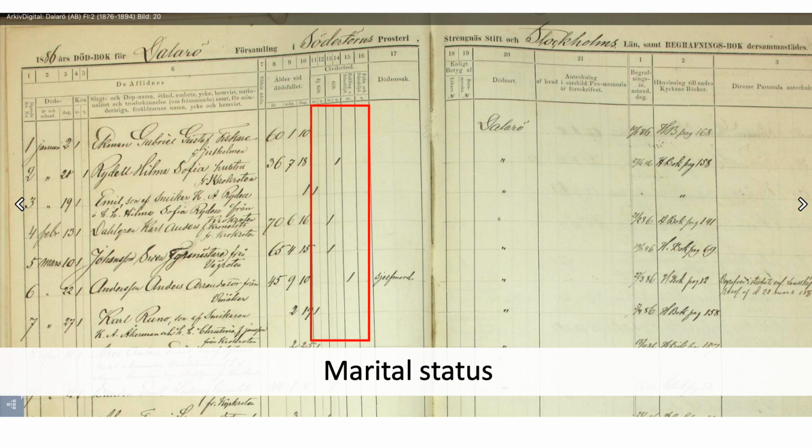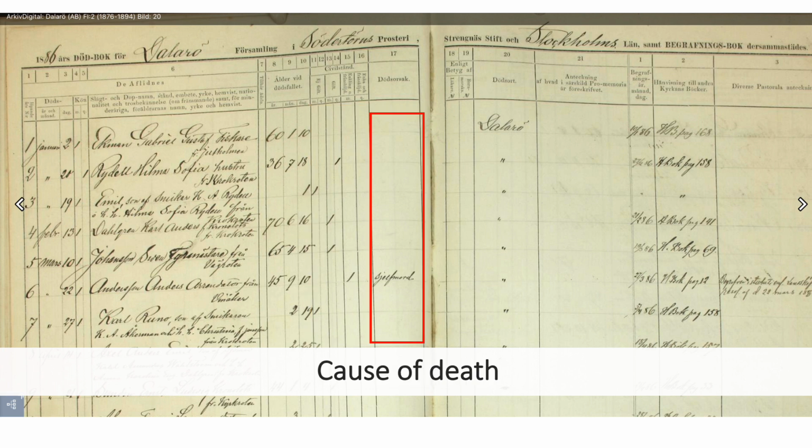In these 4 columns, it states if the person was married or not married or widowed. No marital status is given for Gabriel. Death records often give the cause of death. However, this column is mostly left blank on this record.